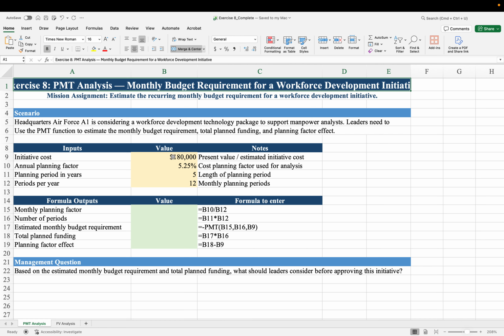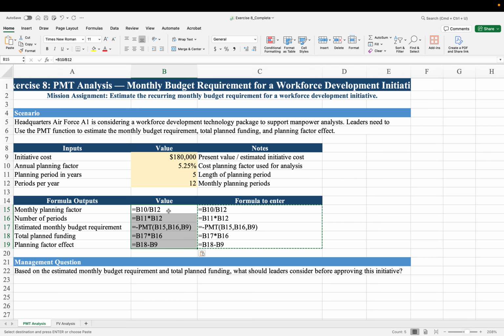These are the variables that you take to the exercise. For example, we're going to undertake an initiative with a current cost of $180,000. We expect the cost of that initiative to grow at 5.25% per year over a course of 5 years. And importantly, we will be calculating that by month, so we'll need the periods per year, in this case, 12 months. So, to make these calculations, let's first copy these cells into the value column and go over them one by one.